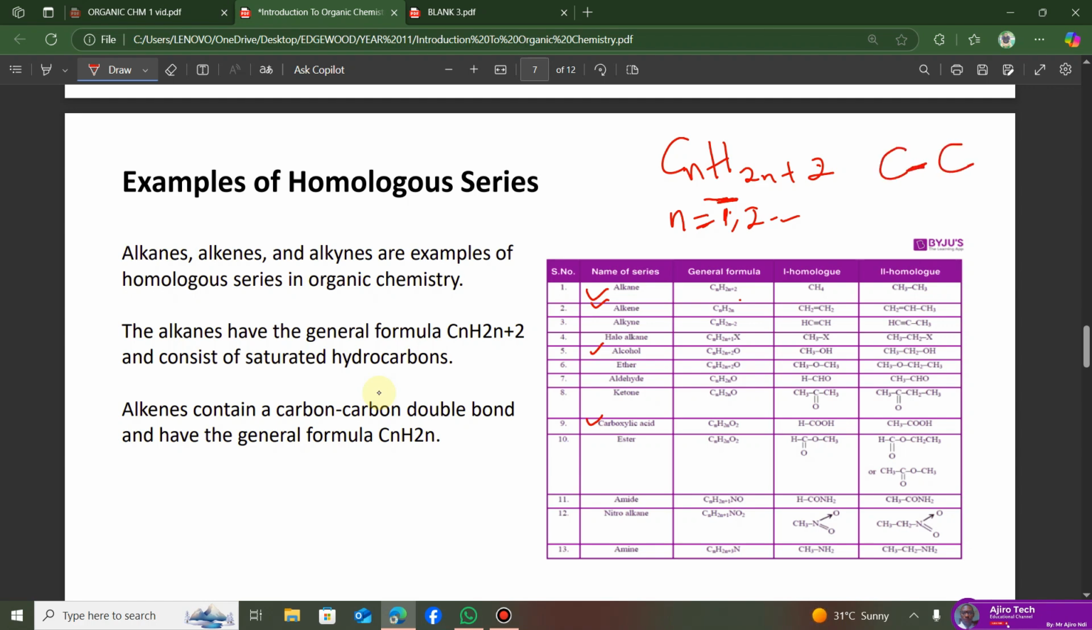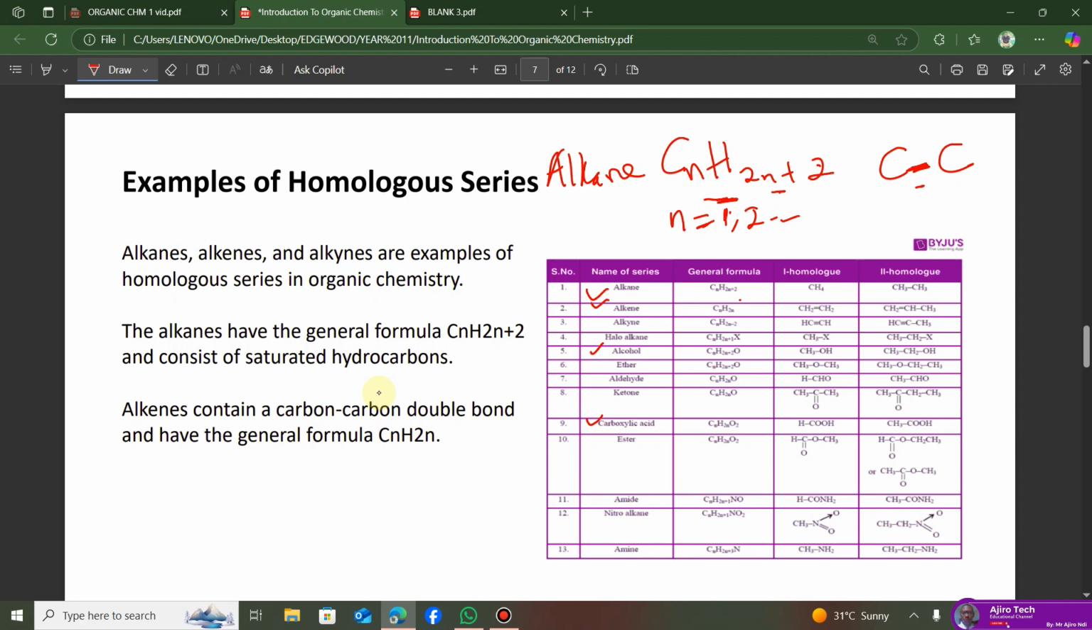So this is how you identify an alkane. You should always have a carbon-carbon single bond, and this makes it an alkane. So what you need to know, like I said earlier, is the general formula and the functional group of the alkanes.